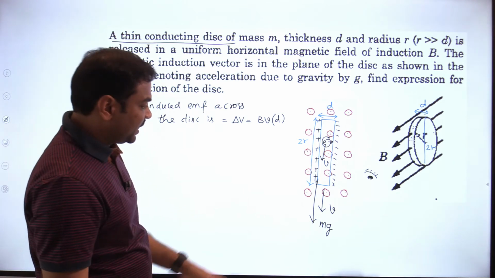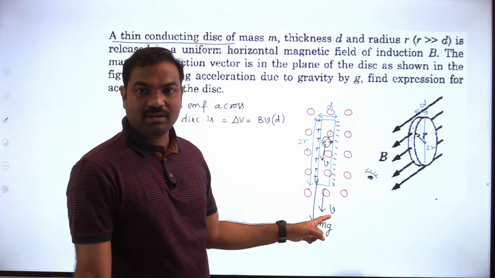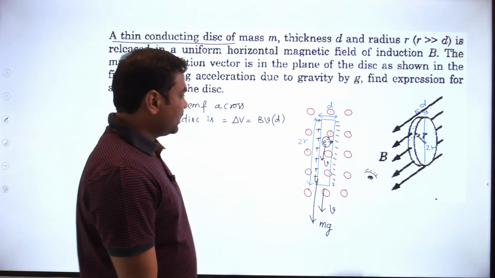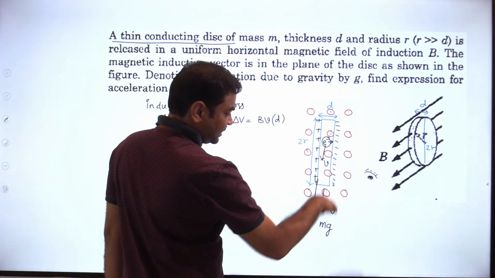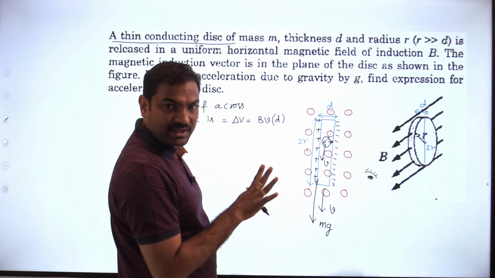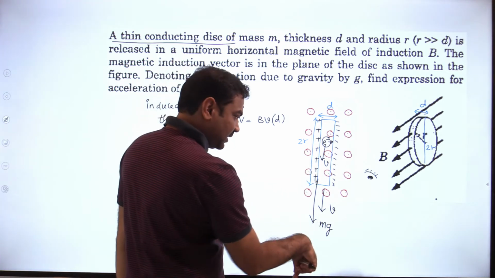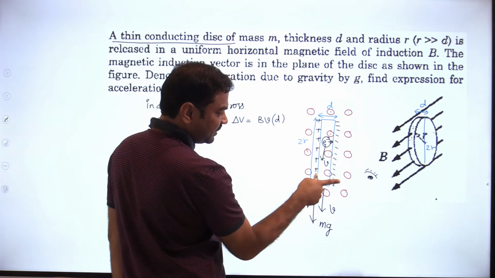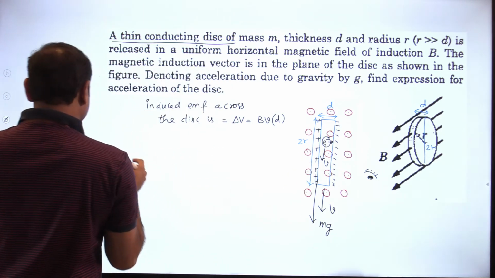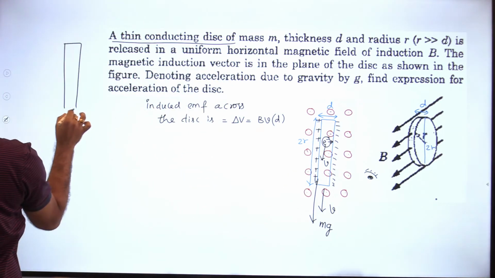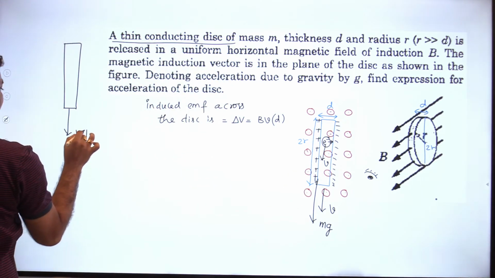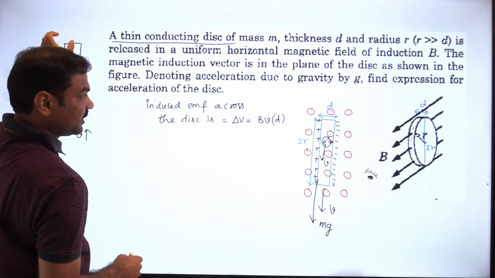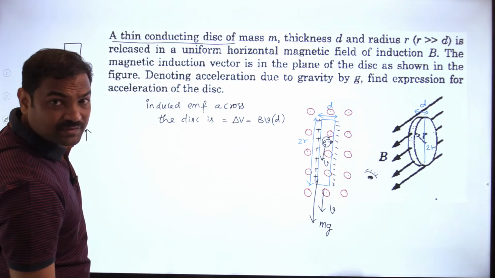But this velocity may be increasing, or decreasing, or constant also. We don't know that. Suppose that as it is moving downward, let us say the velocity is increasing. Again an assumption. As velocity increases, more charge flow, more electron flow will be there, so that will create some current in the disk. As the disk is falling down and velocity is increasing, the potential difference has to increase.